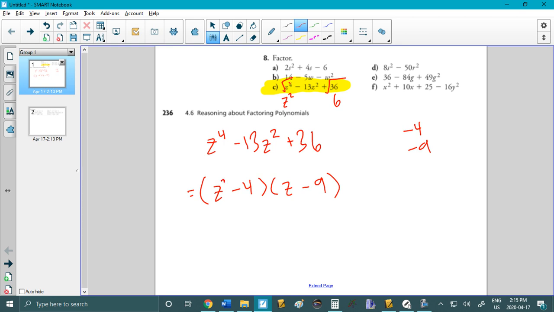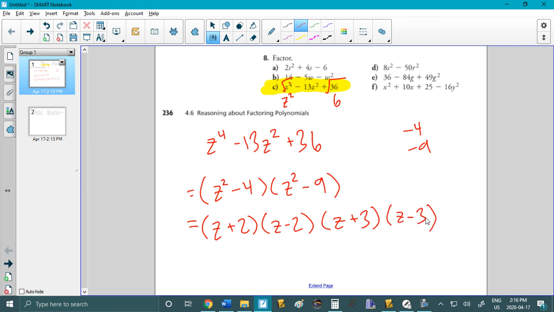But if I just make this z squared minus 4 and z squared minus 9, then I think it will work. So that would be z to the 4 minus 9z squared minus 4z squared is minus 13z squared plus 36. But wait, in both sets of brackets I have two terms and they're both subtraction. So these are both difference of squares. So this is z plus 2, z minus 2. And this is z plus 3, z minus 3.